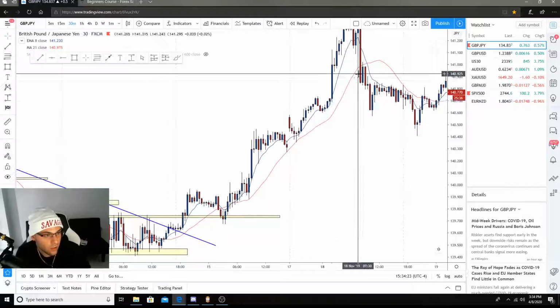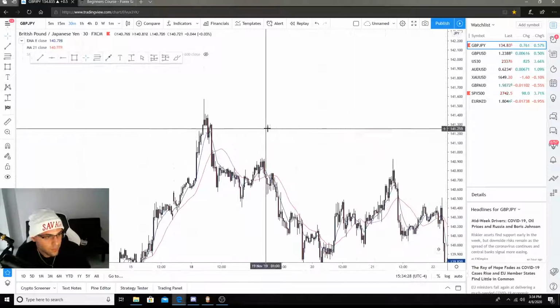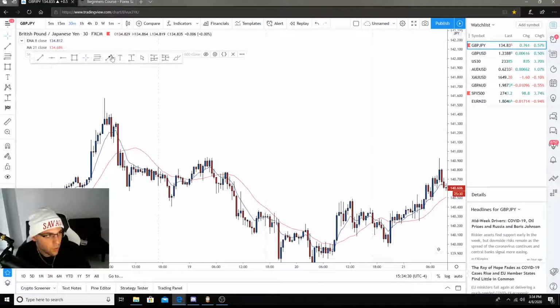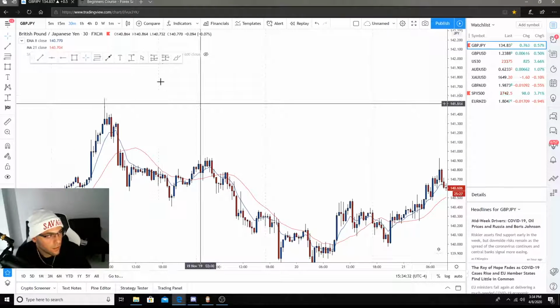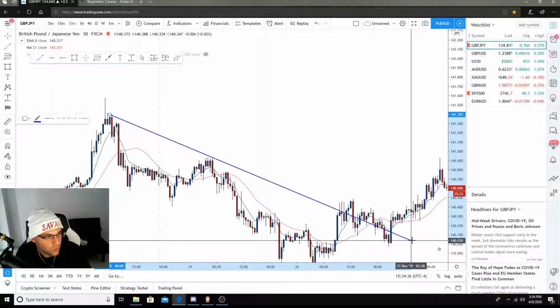So look at that. We just started breaking above. Breaking above. So let's get another trend line going in here. Then I'm going to answer a question you guys are most likely going to ask me.